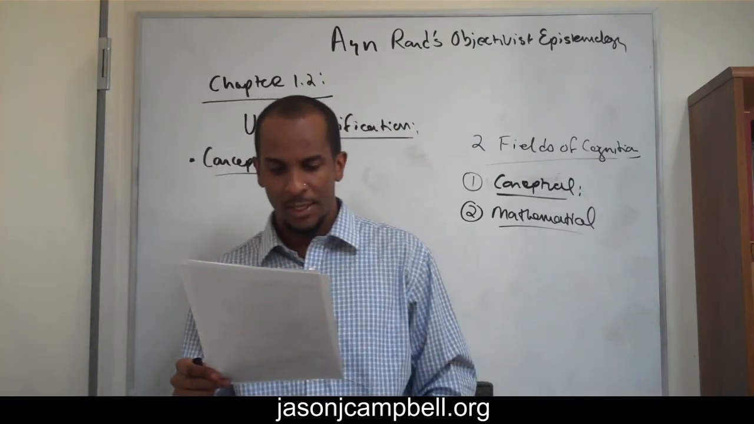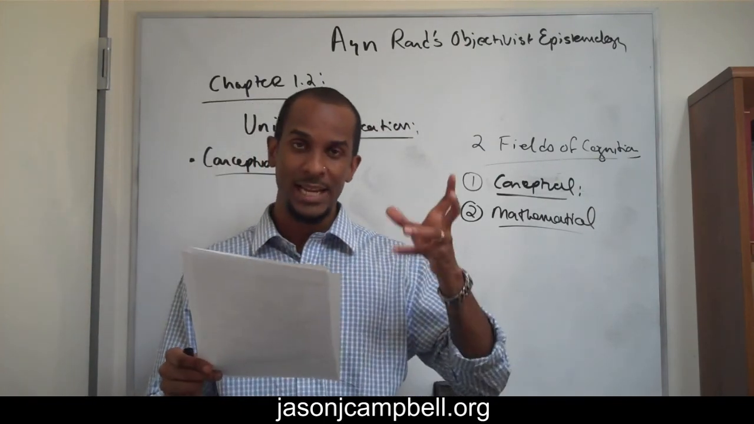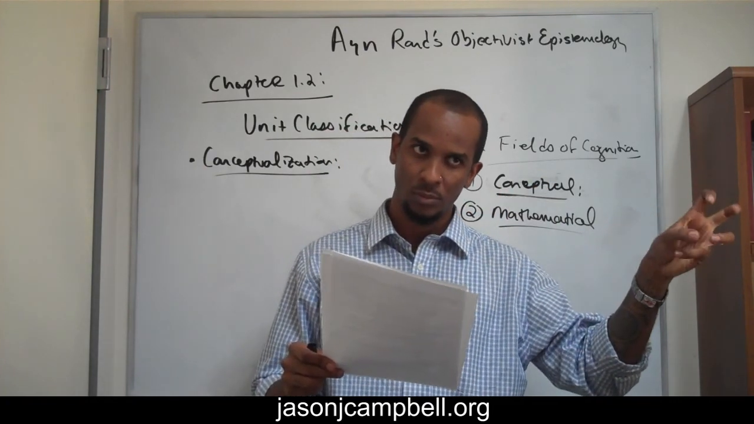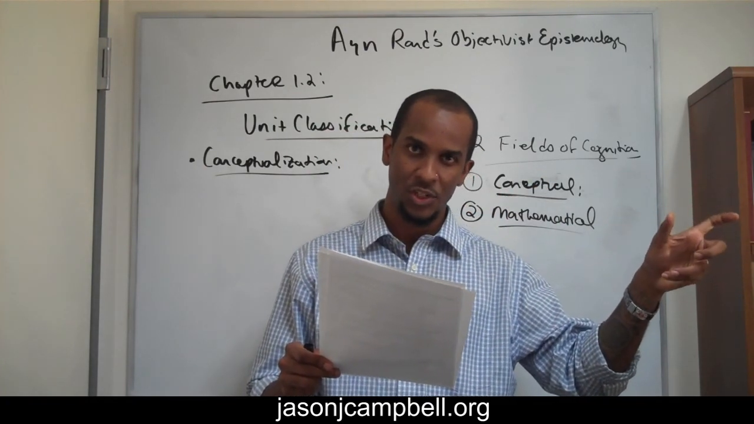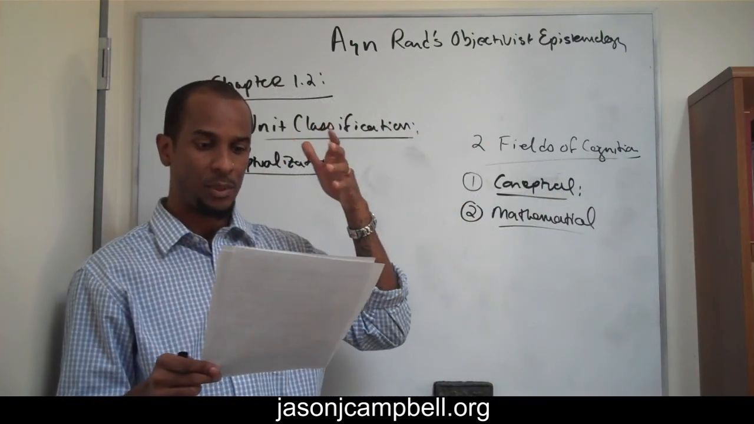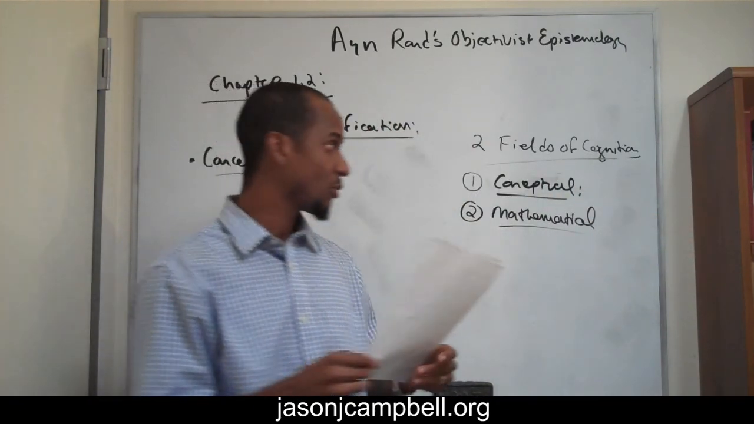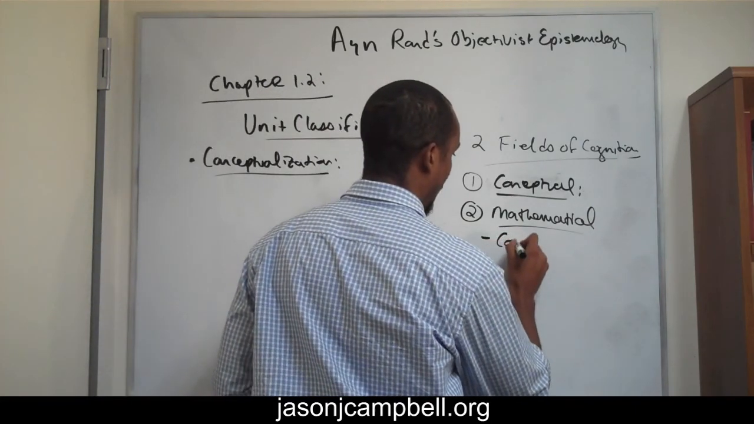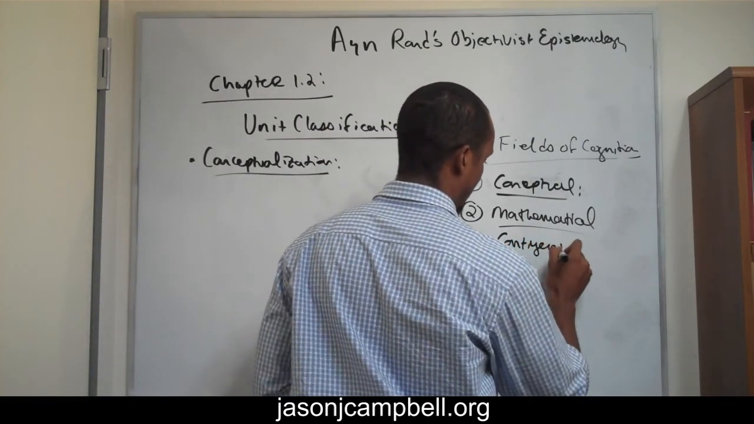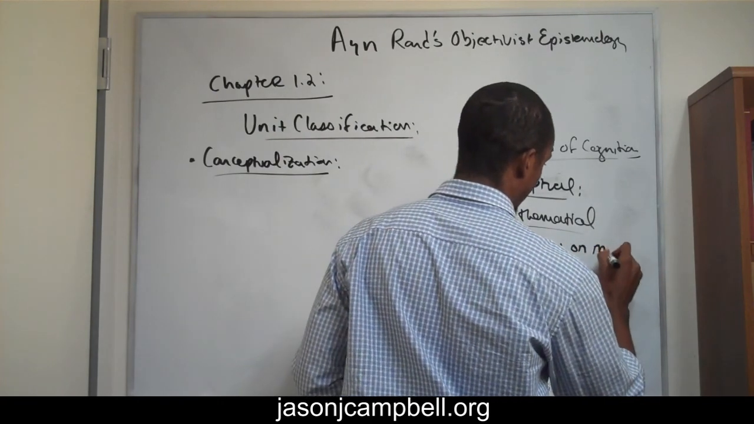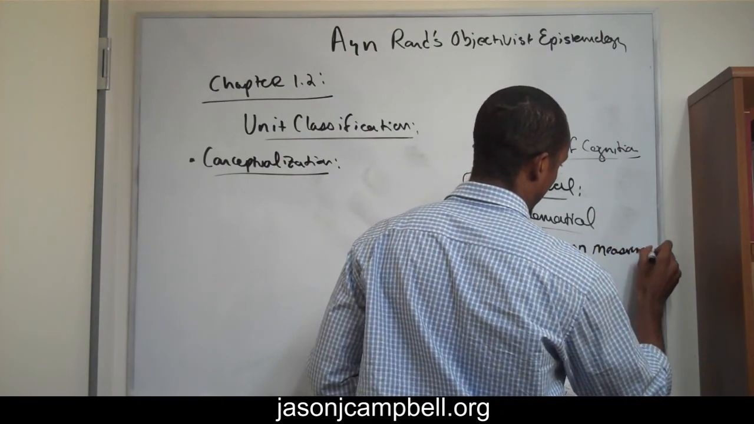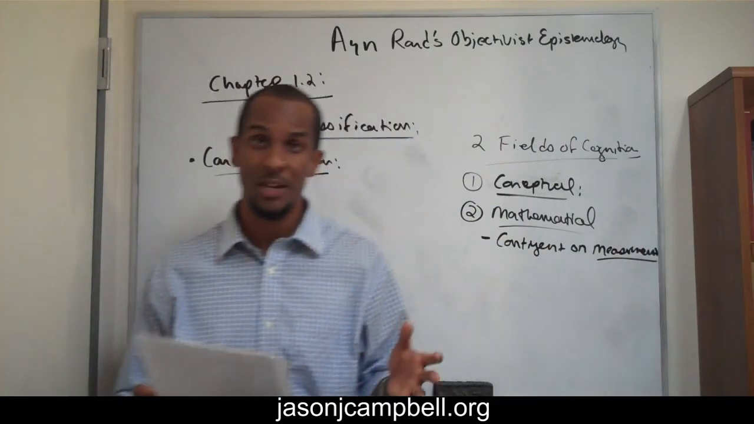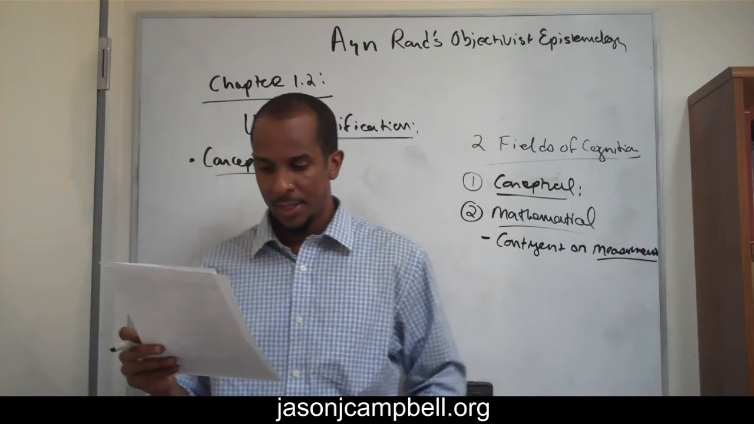Mathematical, this idea of the relationship between mathematics or mathematical conceptualization and the role that it plays with cognition is important to describe. Mathematical is contingent on measurement. Right? The mathematical is contingent on measurement, according to Rand.